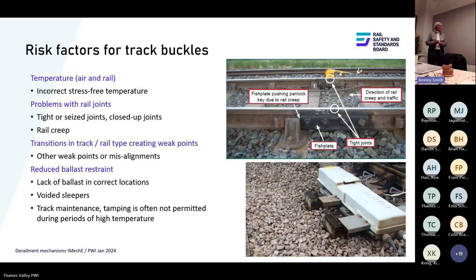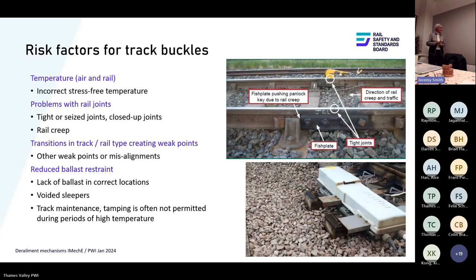So risk factors, temperature. Talked about temperature enough, I think. So incorrect stress-free temperature, tight or seized joints. The upper picture is one from the Cumbria example. It was clear that the rail had been creeping, been gradually moving, and the joints had closed up. They'd also, to get rid of some of the ride problems, welded up half the joints. So instead of 60-foot lengths, they got 120-foot lengths of rail. But they didn't increase the gaps when they did it, which would have been appropriate.